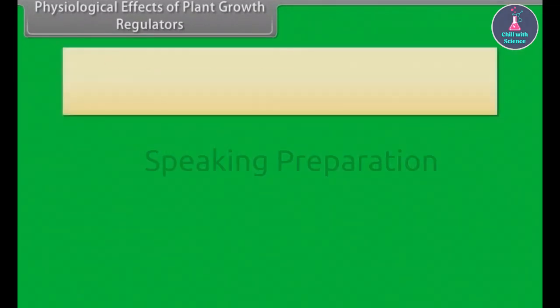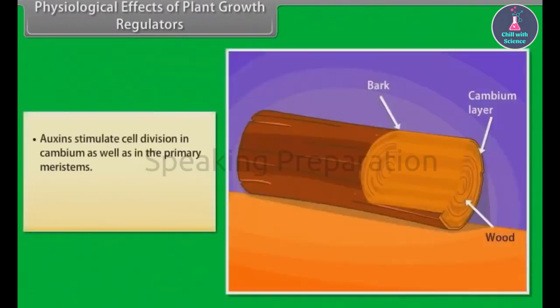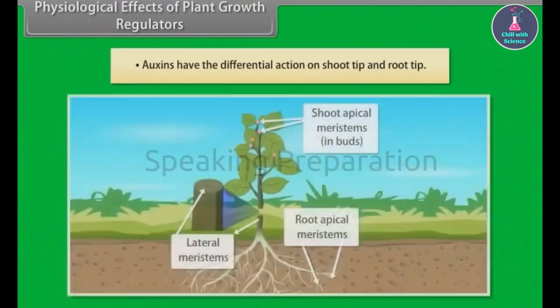Physiological effects of auxin on plants. Suppression of lateral buds by the apical bud is called apical dominance, and it is found to be due to transportation of auxin. Auxin stimulates cell division in cambium as well as in the primary meristems. Cell elongation is an important role played by auxins. Auxins have differential action on shoot tip and root tip.